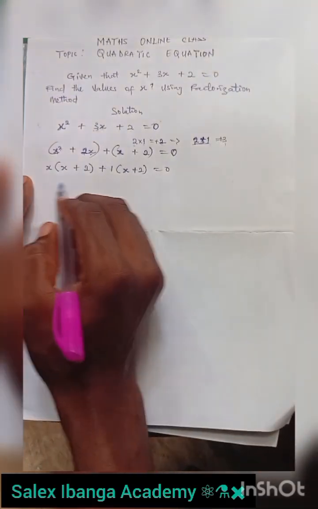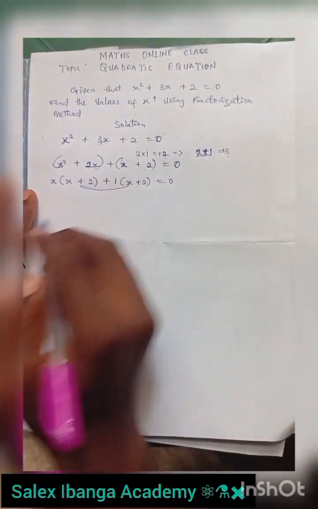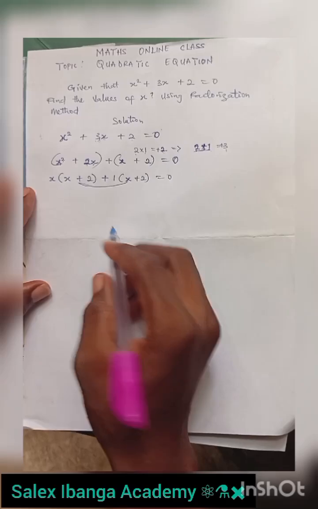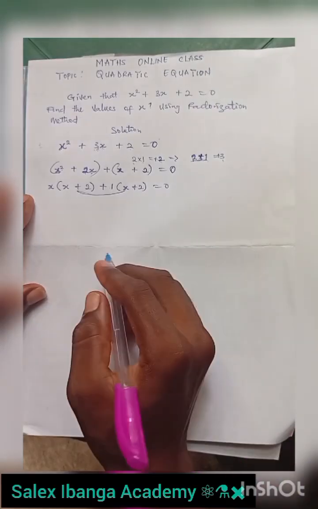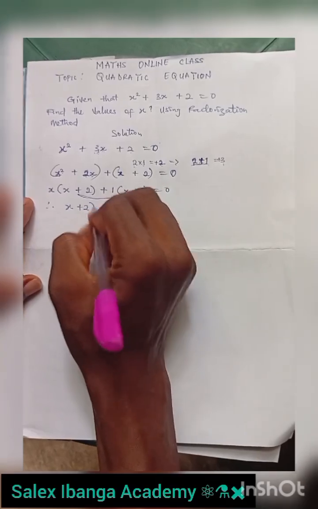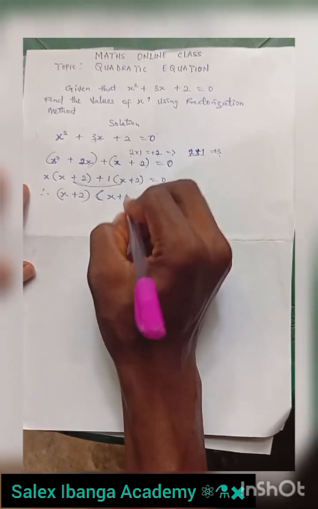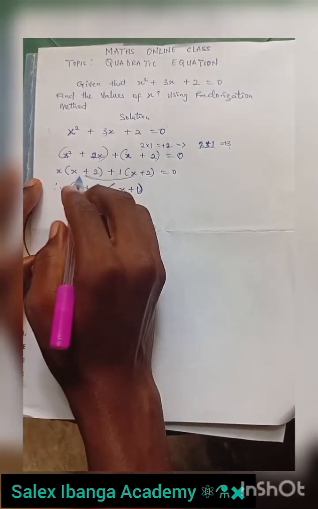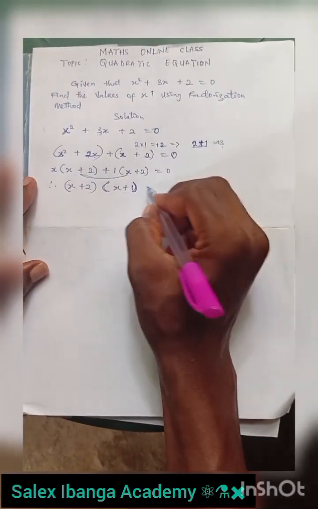So now, these terms and these terms are the same. Because this term and this term are the same, I'll quickly pick one of the terms as my factor. That is x plus 2, introduce my bracket, into x plus 1. I pick one of the terms and then I pick the one outside, which is this, then equate to 0.